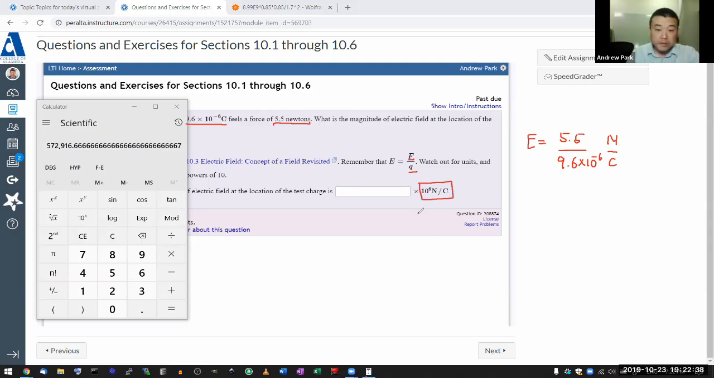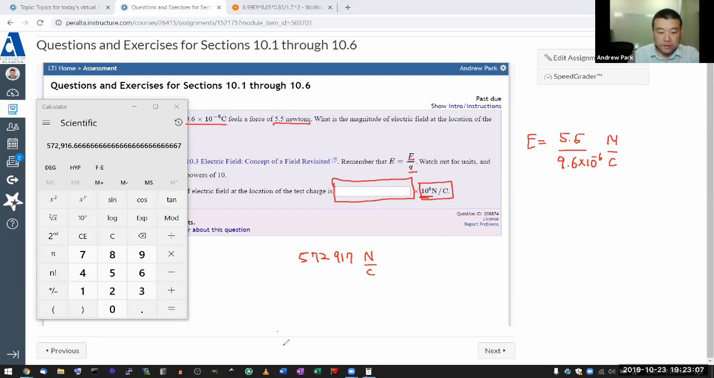So there are different ways to get, okay, so what do I need to put into this box here? I think the easiest way, as long as you have the calculator, is to divide by 10 to the 6. Or what you can imagine is, so you have that answer there, 57291, I'm going to round it here, 917. And this answer is in Newton per coulomb.